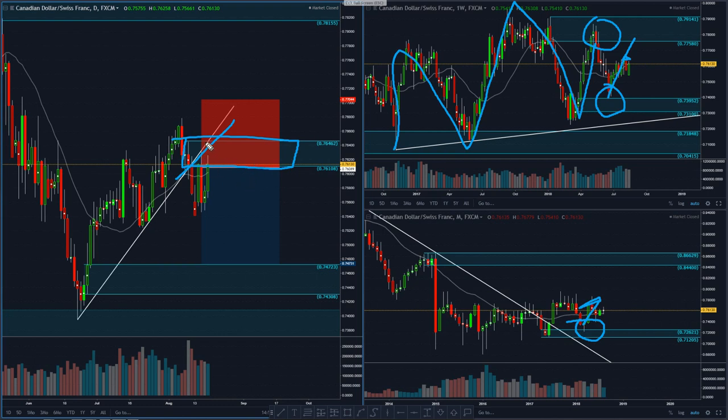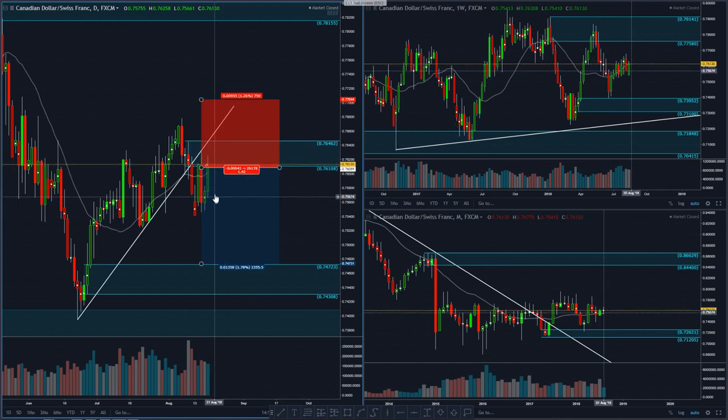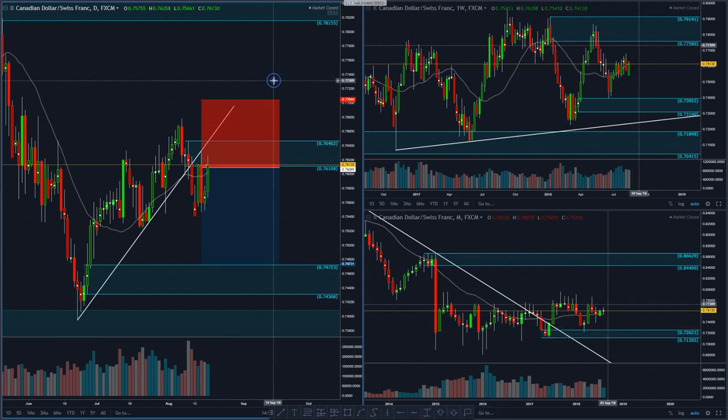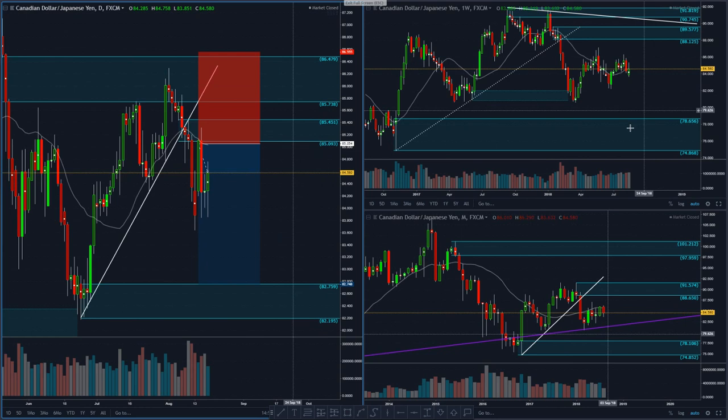So I must recheck this trade, and what I will probably do is close this trade. I think this one is wrong because the higher time frames are pushing the price higher, so this one is not correct.